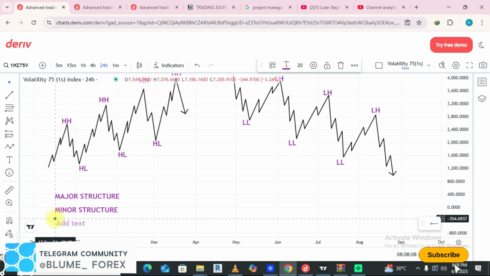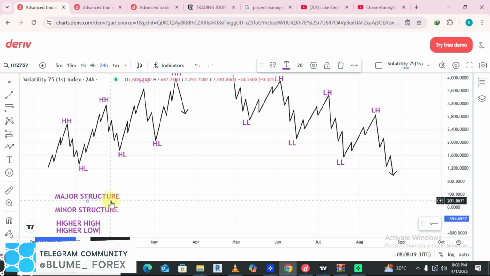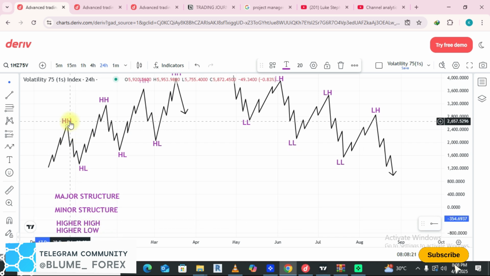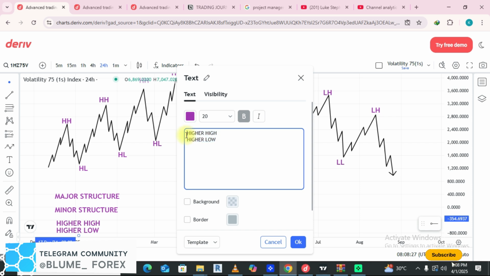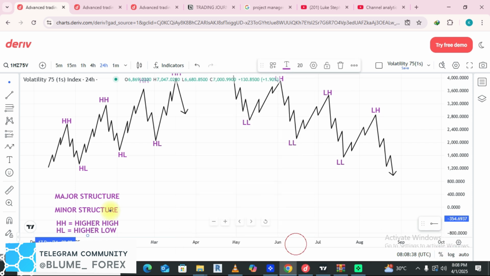A higher high, and then a higher low, right? Higher high and then higher low. So the HH represents what? HH is higher high, HL is higher low.